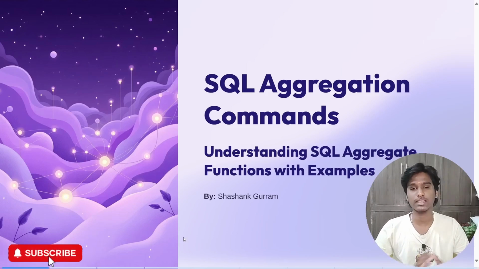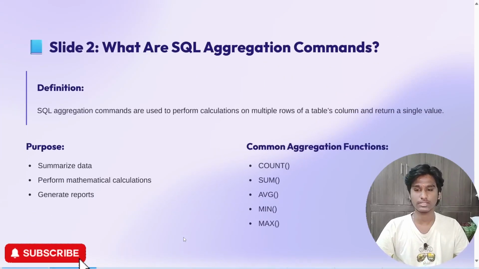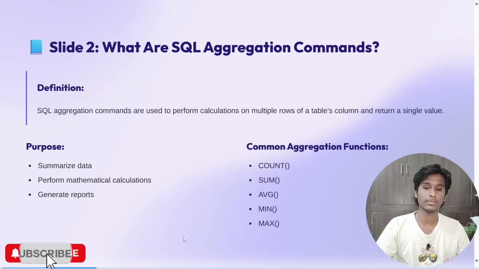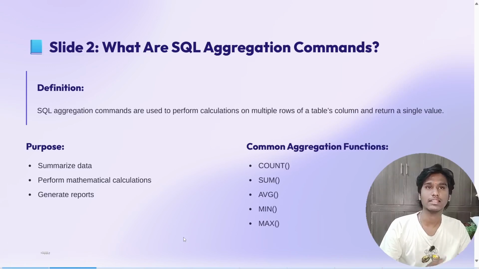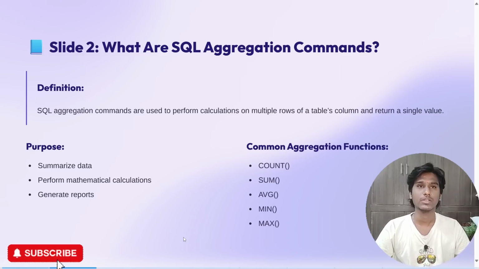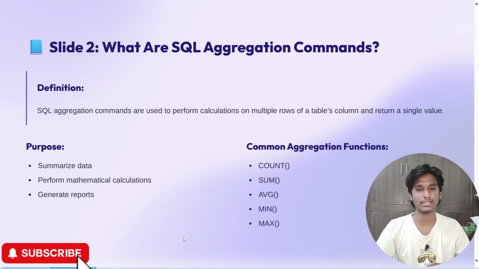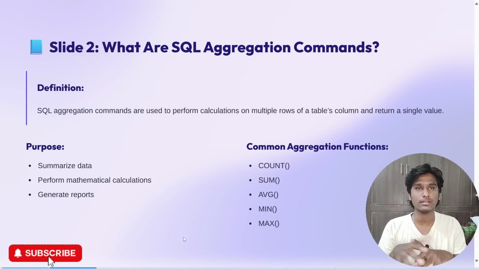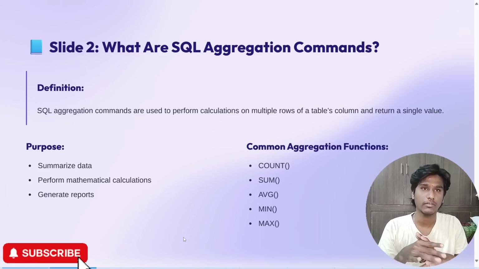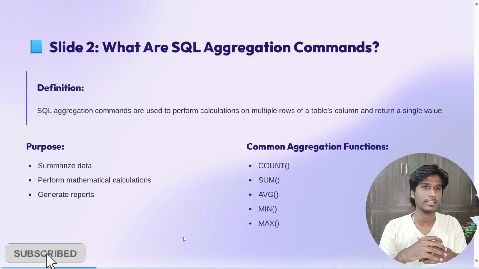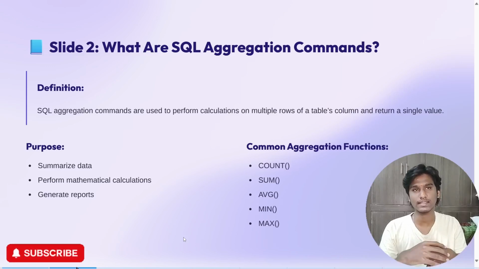First of all, SQL aggregation commands. What are SQL aggregation commands? SQL aggregation commands are used to perform calculations on multiple rows of a table's column and return a single value, which is known as aggregation. There are different types of aggregation commands, like aggregation functions. Those are the count command, sum command, average, minimum, and maximum. These are the main aggregation commands or functions. You can call it like that also.